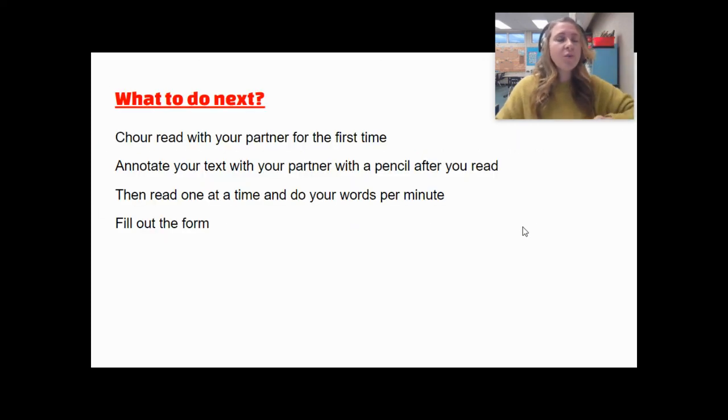So your job this week with annotating is to choir read, or to read together with your partner for the first time, still whisper reading, so we don't distract other people. Annotating with the pencil, that's together, talk about it. Then read after that the next time for your words per minute. Then fill out your form. I promise you this is going to help you get your words per minute up and help you comprehend what you're reading.